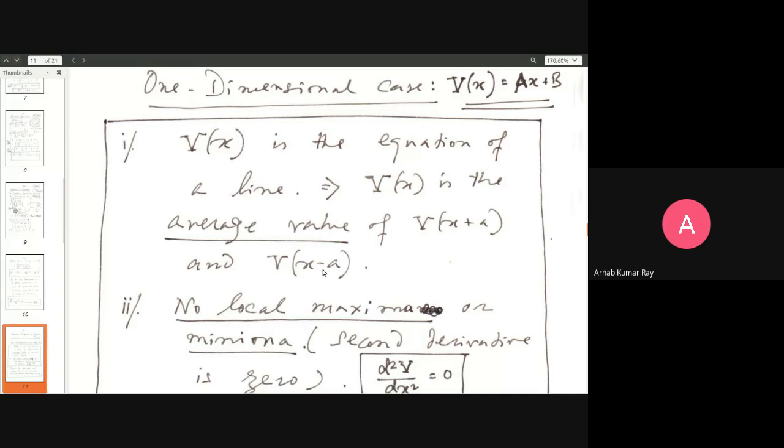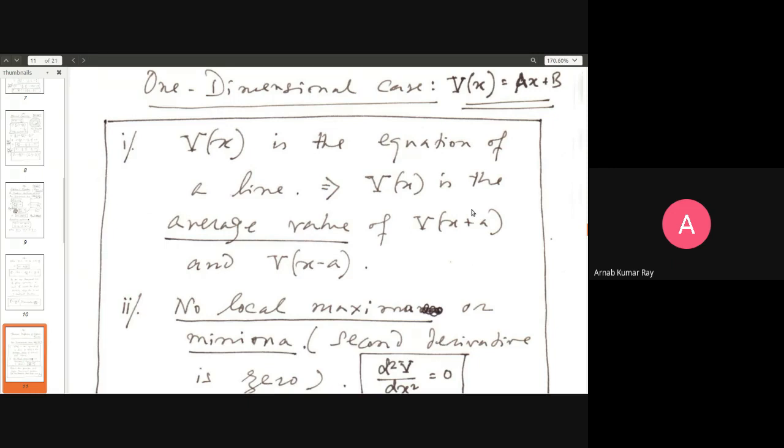So the value of the function at x equal to 1 and the value of the function at x equal to minus 1 will not give an average that will be the value of the function at x equal to 0. It's like a bowl. A parabola will be like a bowl. So that is the whole point.